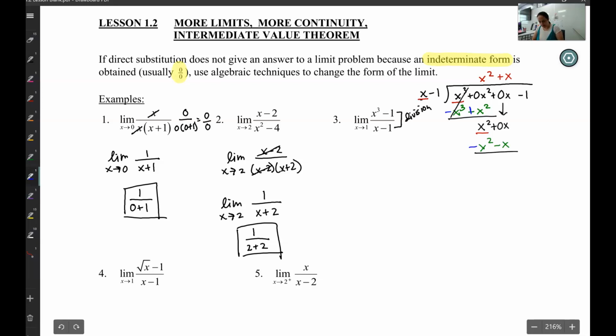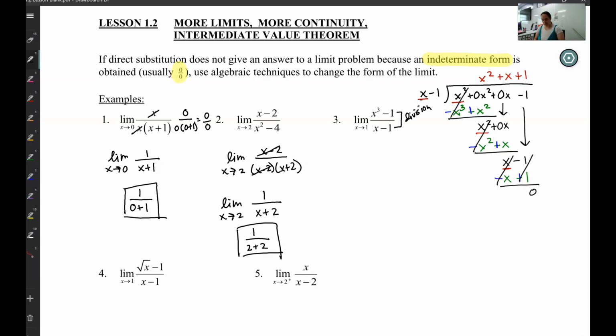Change my signs. Those cancel. I have a positive x. Bring down my negative 1. And last time, do the same thing all over again. X times what is x? Well, 1. Multiply it through, 1 times x is x, 1 times -1 is -1, change the signs on everything, and I see they both cancel out and I get 0.